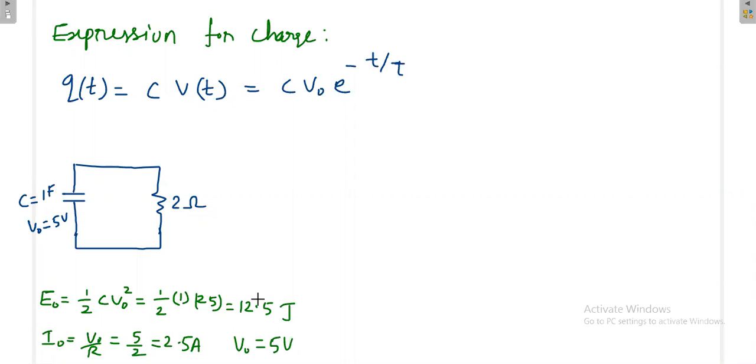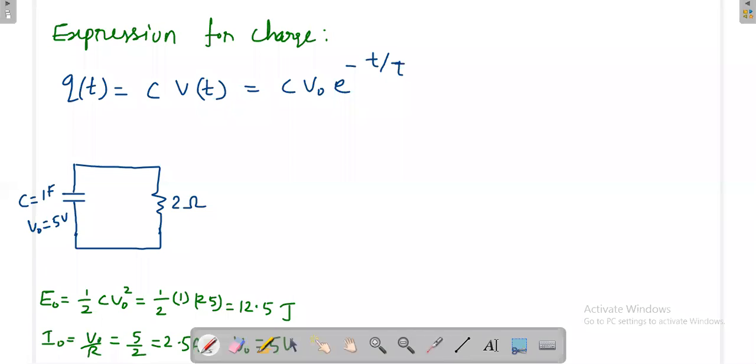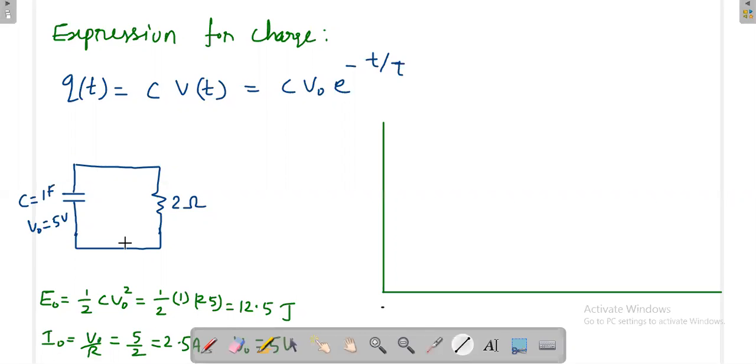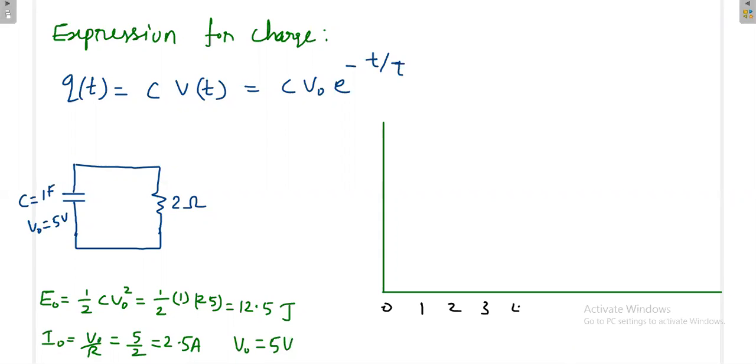Now I'm going to draw the nature of the voltage, current, as well as the energy. The axes are given like this: 0, 1, 2, 3, 4, 5, 6, 7, 8, 9, 10. Now what is the time constant of the circuit? The time constant of the circuit is simply RC, that is 2 seconds.